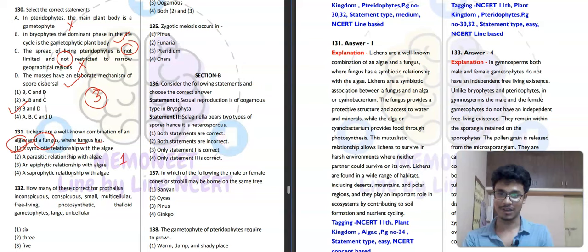Absolutely, symbiotic relationship, you know that. Both have some benefits. Then parasitic relationship with algae, no. Epiphytic relationship with algae, no. Saprophytic relationship with algae, no. No one is dead. So the first option will be our correct answer for this question. Now, question number 132.